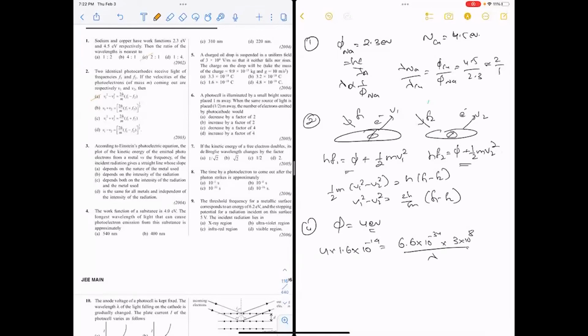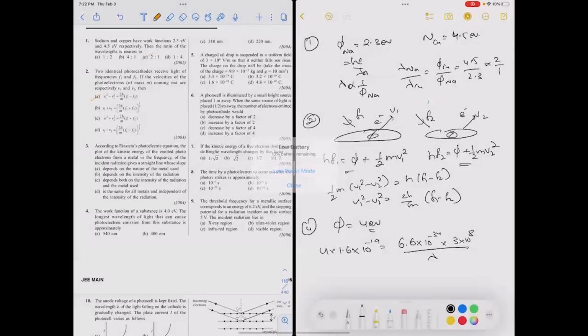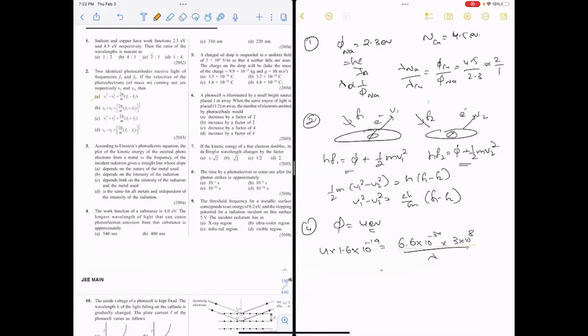Lambda is how much? Which we have to find. This is how we should approximate, guys. So lambda is 6.6 into 3 by 4 into 1.6. How much is it? Instead of writing the next step, we can actually multiply and write. Sometimes we can cancel or sometimes you can multiply. Your job, your interest. If you remember the shortcut, that is well and good. If you don't, this is how we solve. It says 1240 eV nanometer, so you'll get lambda in terms of nanometer.